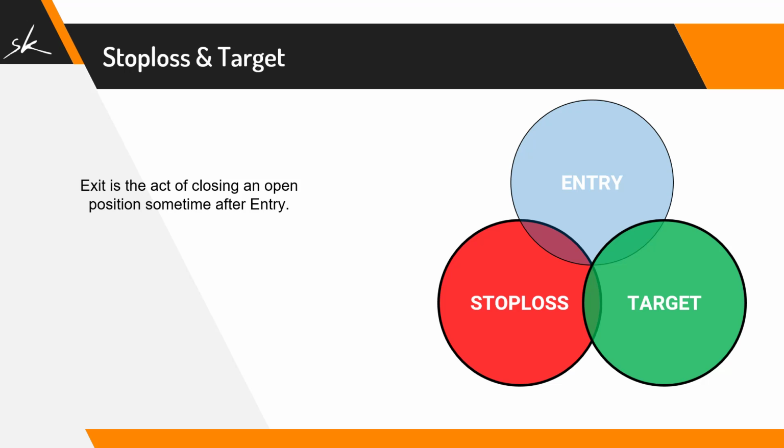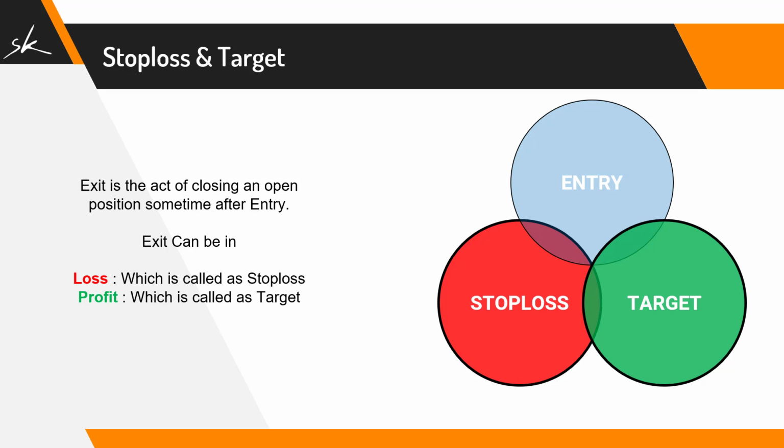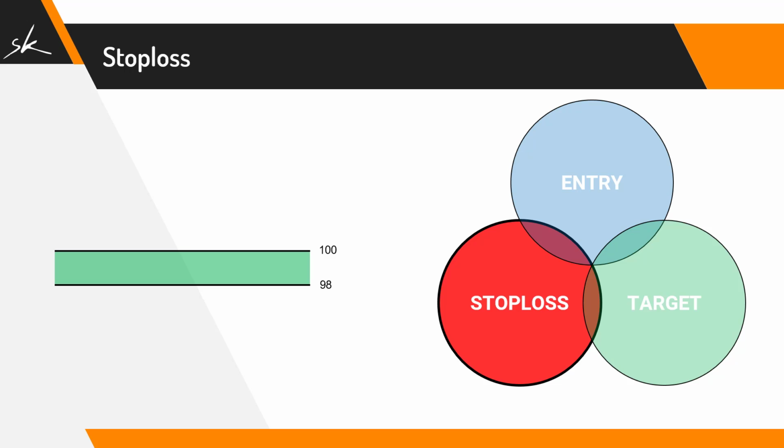If you look at stop loss and targets, both of them are your exit. One of them is a loss exit, which is called your stop loss, and the other one is a profit exit, which is called your target. Again, coming back to the same example, because I was expecting that if the prices don't turn from the 98 to 100 level, prices can go further down.